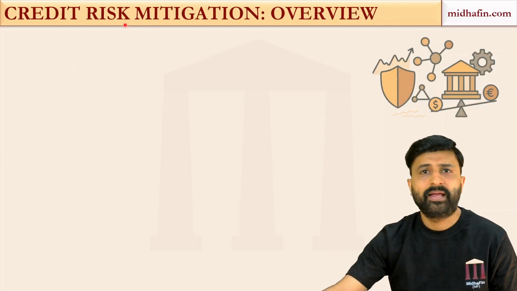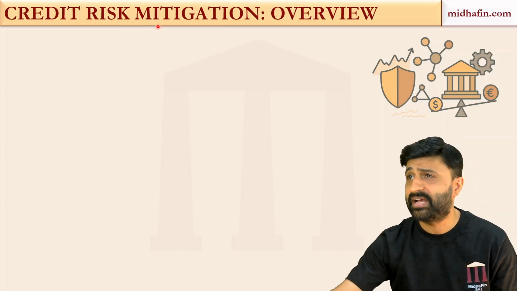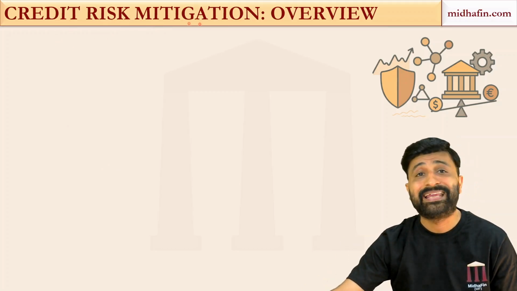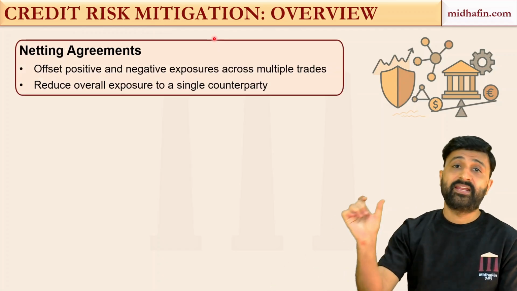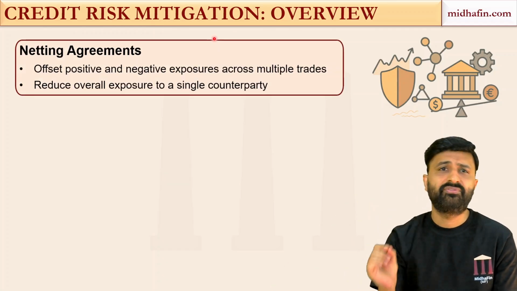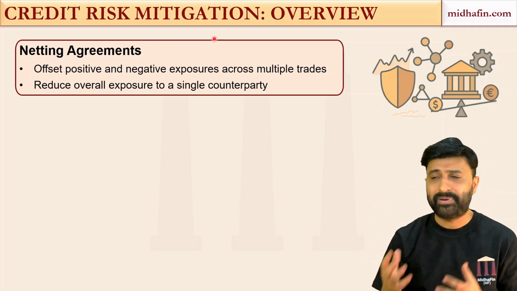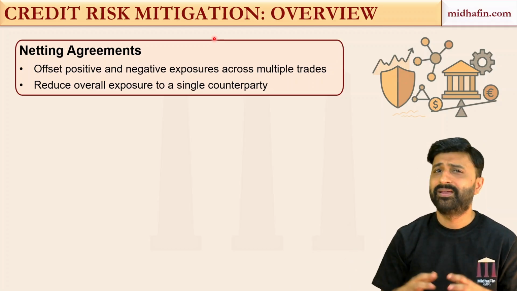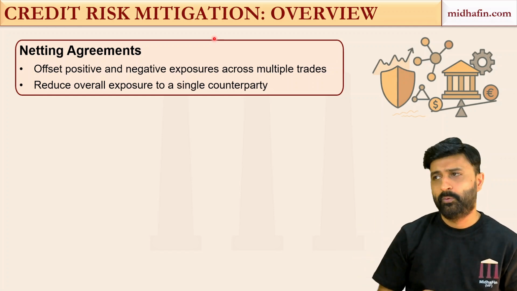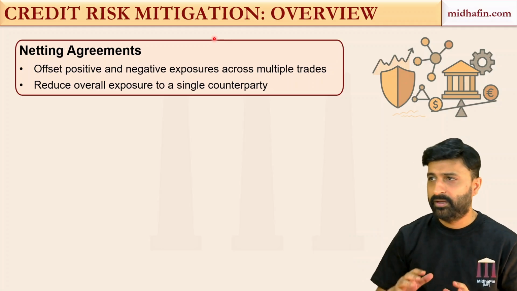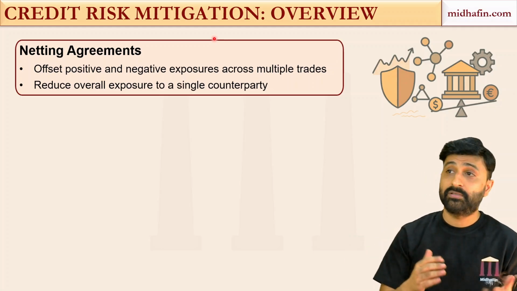Now let us look at how banks actively reduce credit risk in derivative transactions through credit risk mitigation techniques. Netting arrangements. Now, one of the most effective ways is netting. Rather than treating each transaction separately, all the trades with a counterparty are combined into a single net exposure, you can say. So, if a bank has, let's say, one deal worth, say, plus 10 million, another worth plus 20 million, and let's say there's another deal worth negative 23 million.